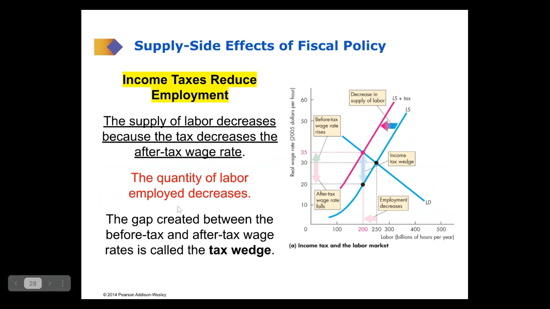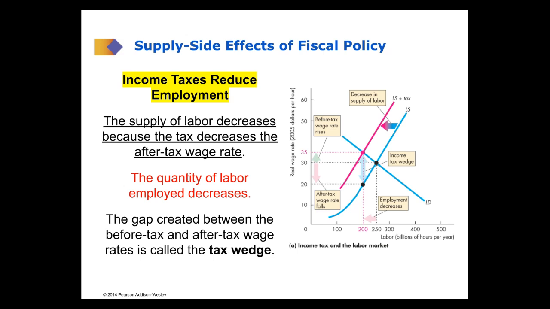And so here we can see, using graphs, this same thing, how income taxes will reduce employment. After the tax, the supply of labor decreases because people get less take-home pay. And so what you see is less employment and higher real wages. So the quantity of labor decreases. We can see right here.